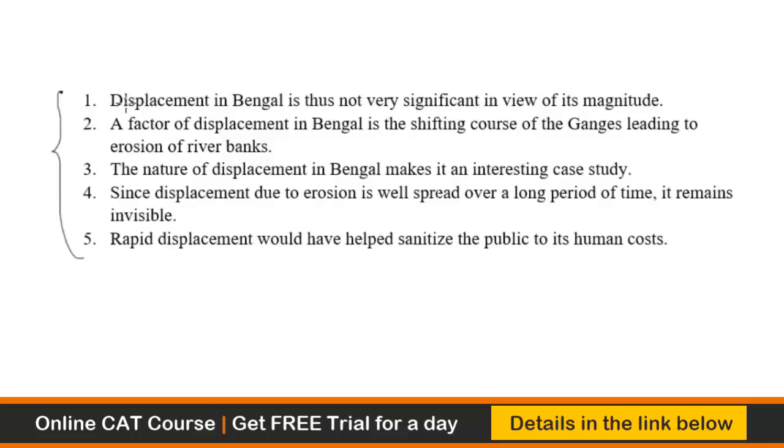If you read the first sentence, it says displacement in Bengal is not very significant in view of its magnitude. So it says thus not very significant. Now this kind of word shows that the sentence is more like a conclusion and is therefore not likely to open the paragraph. Similarly, when we go to 2, it says a factor of displacement in Bengal is the shifting course of the Ganges leading to erosion of riverbanks. The nature of displacement in Bengal makes it an interesting case study. Now, this is likely to be the opening sentence. Why? Because it introduces the nature of the displacement by saying it is an interesting case study.